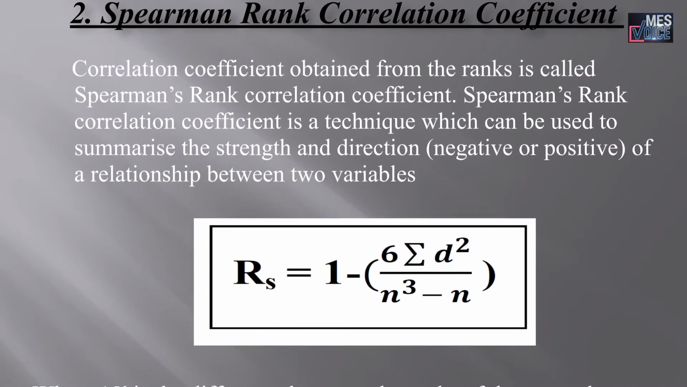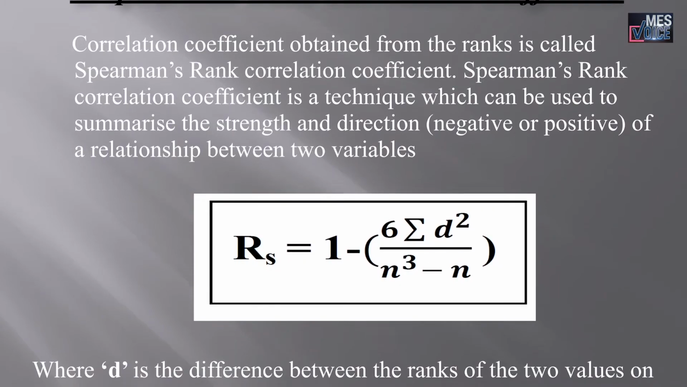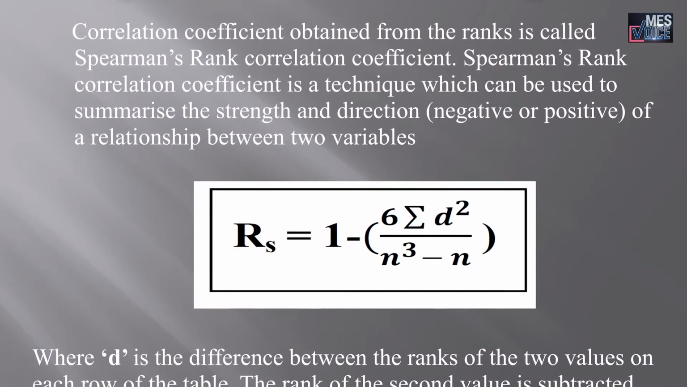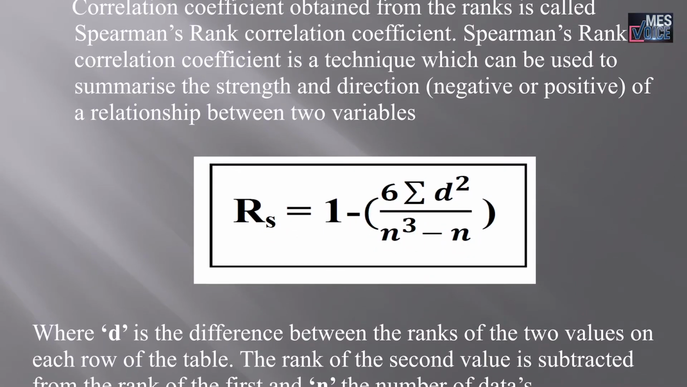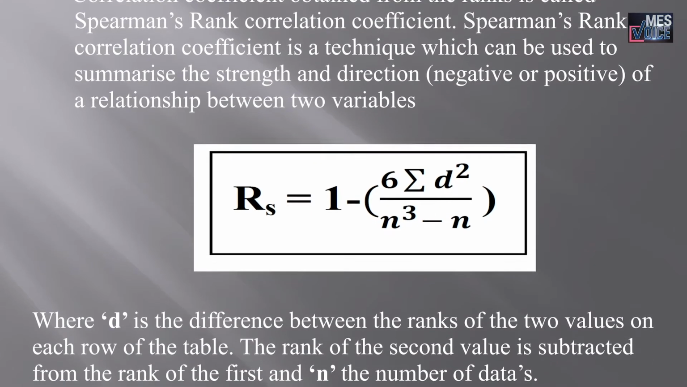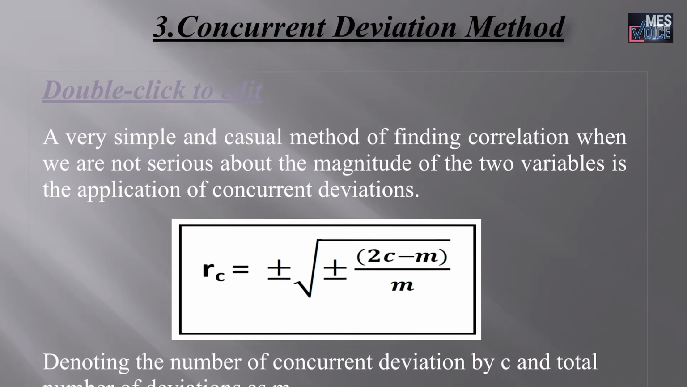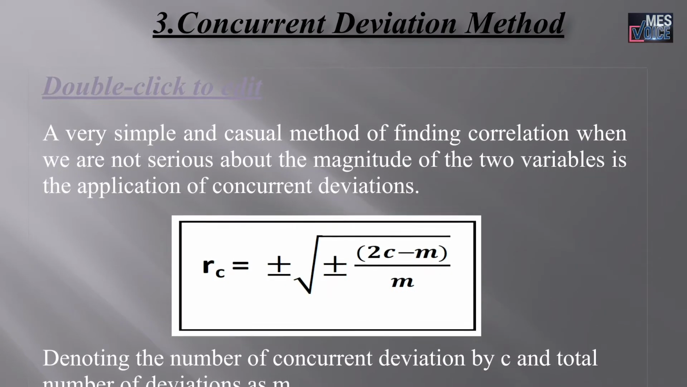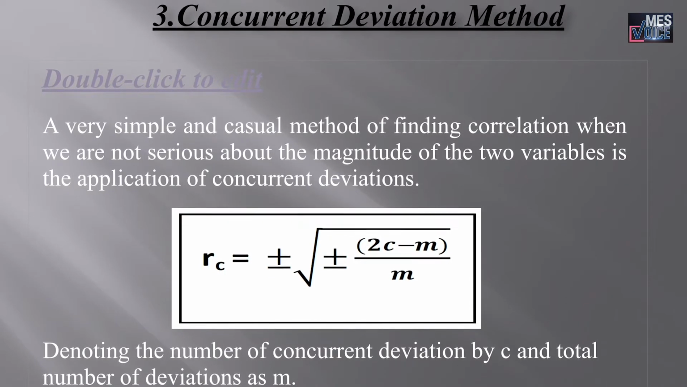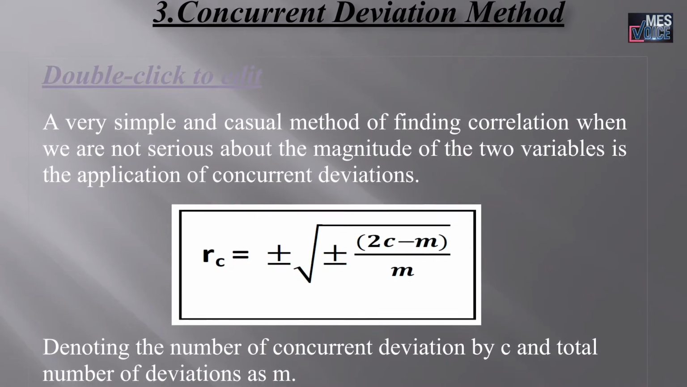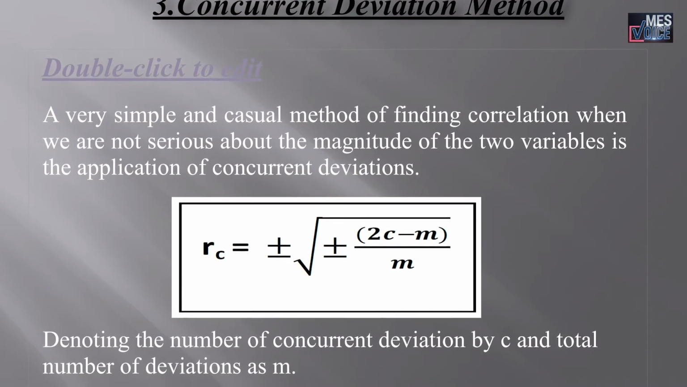Second method for finding correlation is Spearman's rank correlation coefficient. This correlation coefficient is not based on the actual values, it is based on the ranks of the values. So we can use this correlation in the case of both qualitative and quantitative data. Third method is the concurrent deviation method. This method purely depends on the sign changes of x and y values. Among all the three methods, Pearson's coefficient of correlation is the most widely used method for finding correlation.